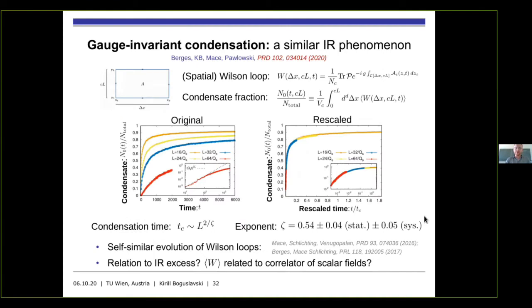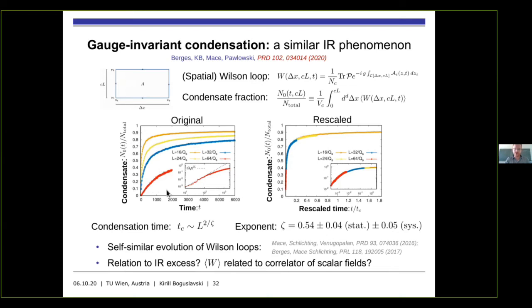Now, the very intriguing new result is that when you look at non-abelian plasmas, and if you use Wilson loops as a proxy for a condensate fraction, you also find a very similar infrared phenomenon. Now, it was known that Wilson loops show some self-similar evolution in the infrared, basically having some classical attractor going to larger distances. And using that, so basically integrating over some specific Wilson loops, you can define again a condensate fraction, which is not the same as the condensate fraction for actual particles, but of some excitations. But the interesting thing is that this condensate fraction behaves exactly the same way as for scalar fields.